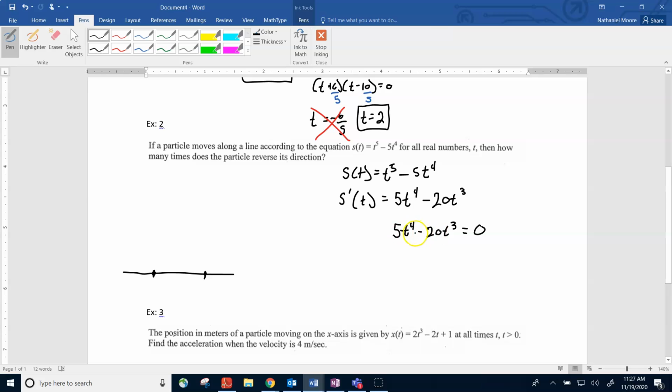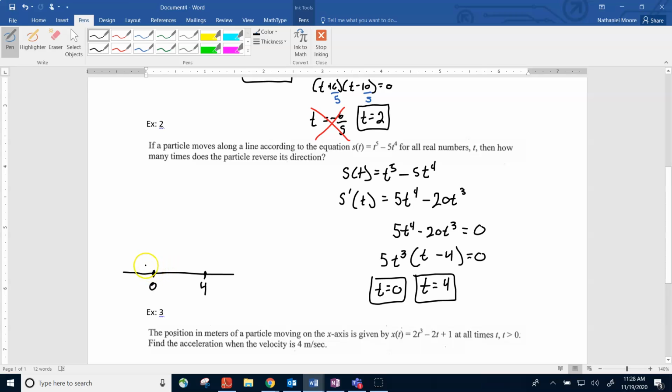Then I'm looking for things I can factor out here. They both have a 5 that I can factor out, and the greatest common factor of the powers is t to the power 3, so we'll factor that out. What are we left with? t to the power 1, or just t, minus 4 equals 0. Now I'm trying to find values that make this 0. Obviously t will be equal to 0 here, and t will be equal to 4 here. These are our two values on the x-axis that we're looking at.